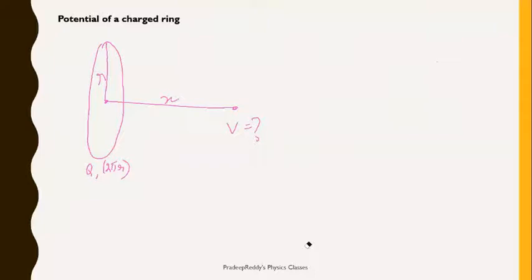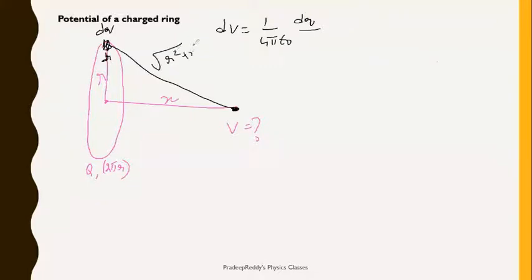In order to do that, first you will take a very small element over here. This element has charge dq, and it will have some width. Let me take it as dr. Because of this, there is a potential over here. That potential will be dV, which is equal to 1 by 4 pi epsilon naught dq divided by the separation, under root r square plus x square. So it will be (r square plus x square) whole power 1 by 2. That is dV. Take this as equation number 1.